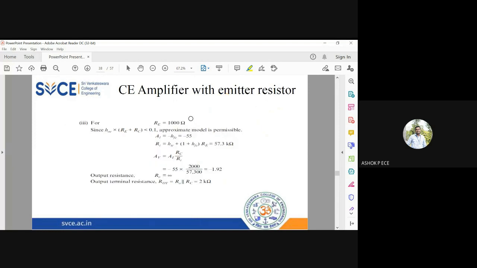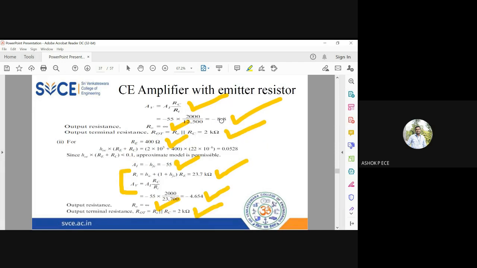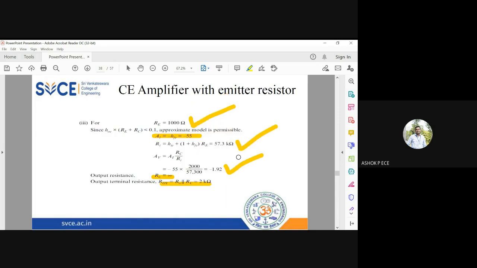Last case, when RE equals 1000. See, again, the current gain is the same. Output resistance is also going to be the same. The only thing is the input resistance has increased to 57.3 K and the voltage gain has come to minus 1.2. So it was 8.8, then it came to 4.6, now it has come to 1.92. Okay. So this is how you can solve problems using the formulas.